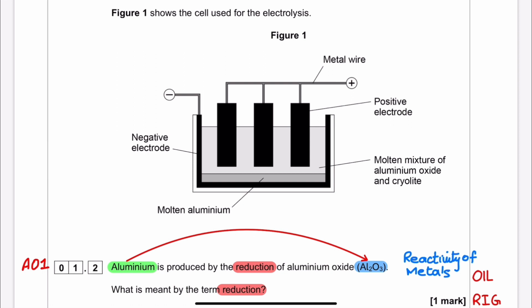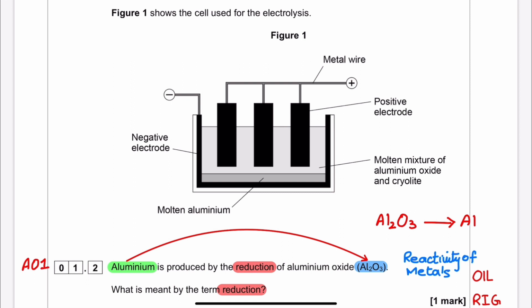So it is an AO1 question, and this question is from the topic of reactivity of metals. If you look here, aluminium oxide changes to aluminium. This is the basic equation. We can see that aluminium oxide has oxygen. When it is reduced with the help of carbon, it changes into aluminium. So it means oxygen is removed. So the loss of oxygen is called reduction.